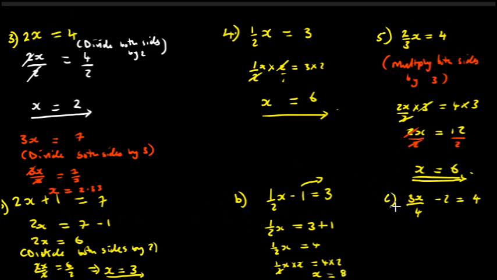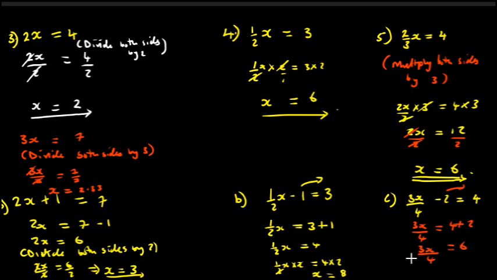Now, when we come to this, what do we do first? Just like what we said, this one has to go to the other side. When it goes to the other side, we are going to be left with 3x over 4. This side is equal to 4. This one comes, it becomes plus 2. So 3x over 4 is equal to 6.